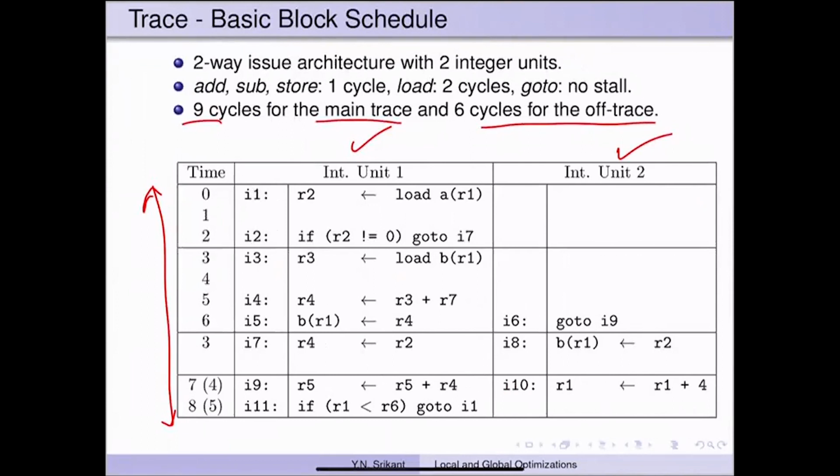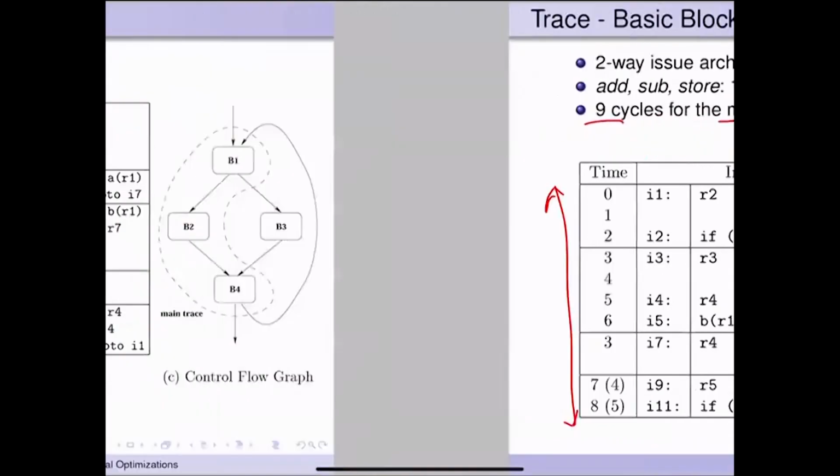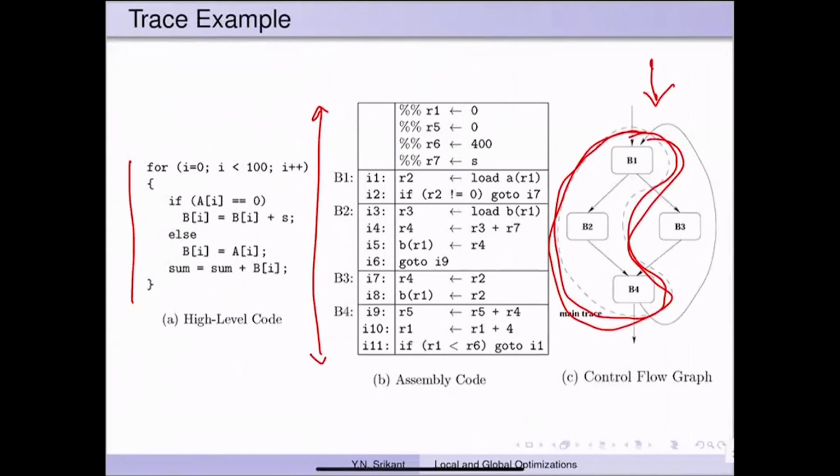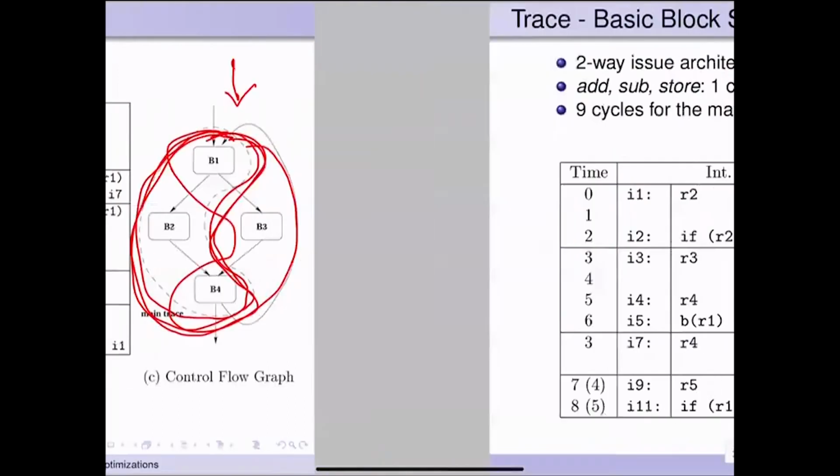Even though we are not doing any trace scheduling, I'm just mentioning the main trace and the off trace so that we don't lose track of what it is that we want. So we are looking at when we execute this part of the program, we require 9 cycles, and when we execute this part of the program, we require 6 cycles. That's what it really says.